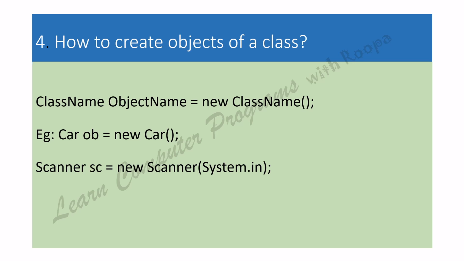How to create objects of a class? This is also asked frequently, as in what is the general form to create objects. Then you have to write this line: class name, object name is equal to new class name. And you can give any example that you want. Here I have given Car ob = new Car. You can give Flower rose = new Flower.